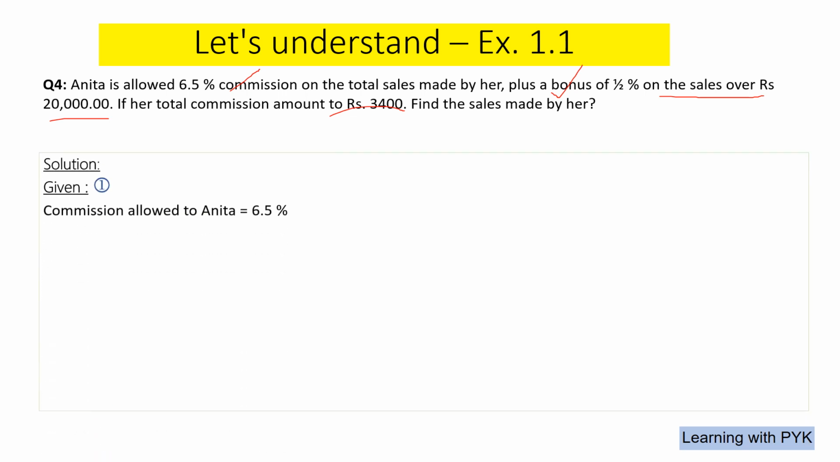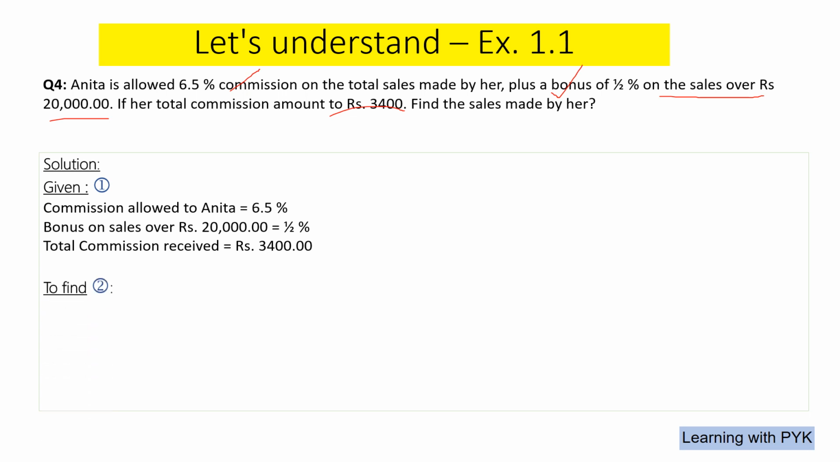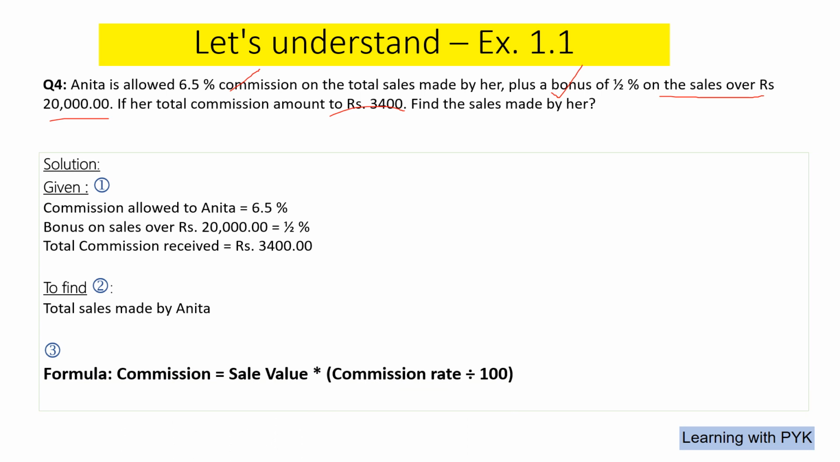So given, the commission allowed to Anita is 6.5%, the bonus on sales over 20,000 is 0.5%, and the total commission she gets is 3,400. We have to find the total sales made by her. The formula is commission equals sales value multiplied by commission rate divided by 100. For the bonus, the formula still remains the same.